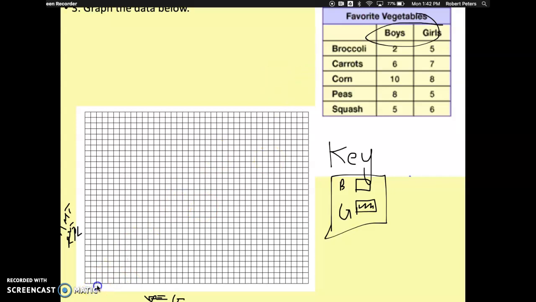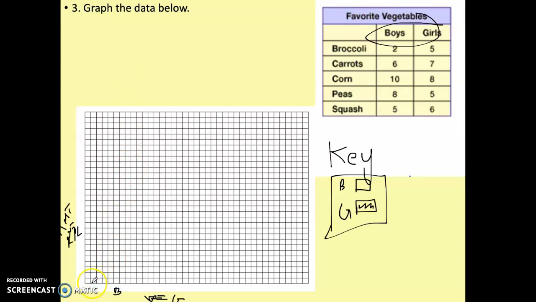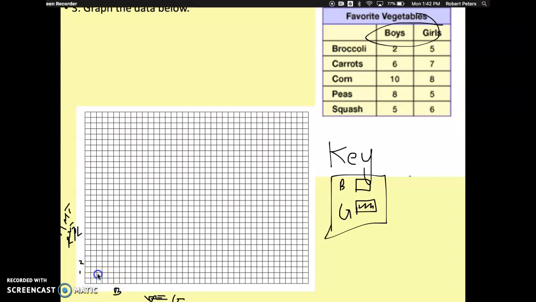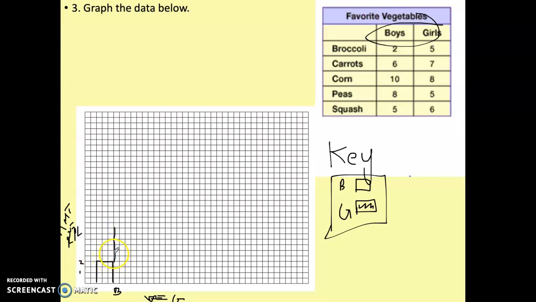Oh, come on, it's not letting me type or draw. When I do broccoli, I'm going to do boys will be 2. Let's say each one of these was 1, 2 as such. Broccoli would go for the boys. This is very annoying. So I did 3 for the boys, and girls would be 5, which means I need to go up to 10. 2, 3, 4, 5. Draw it over, and then I'd have to shade it in.